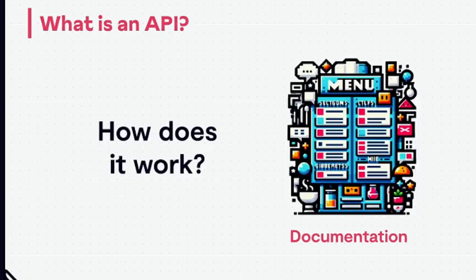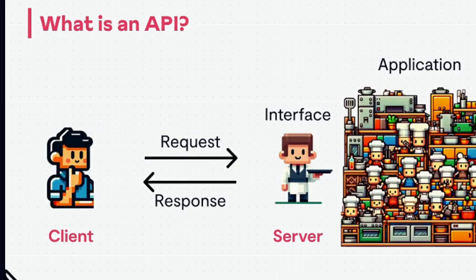So how does an API work? It uses what's called documentation. So documentation explains how the application programming interface or API works. And using the restaurant analogy, it in this case would be the menu. So a little bit of terminology. We send a request through the interface to the application, and the application uses the interface to send a response.